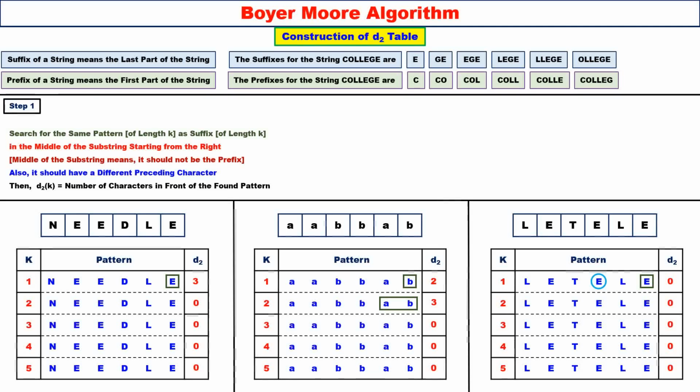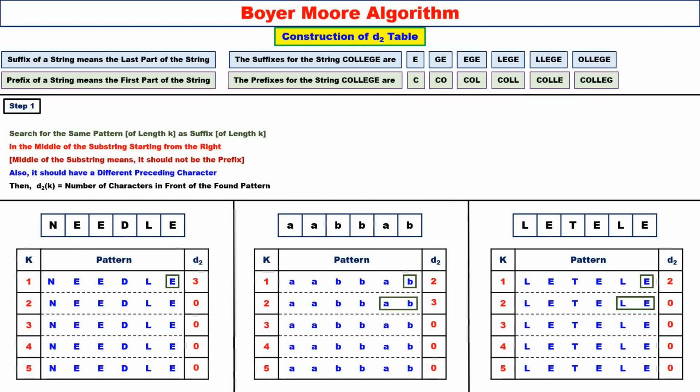When it is found, check the preceding characters. They are different. Very good, they are different. Therefore, count the number of characters in front. 1, 2, initialize it to 2. Very good. Next, LE. Is it found in the middle? It is found in the prefix, but it is not the middle. We don't want it in the prefix. We want only in the middle.